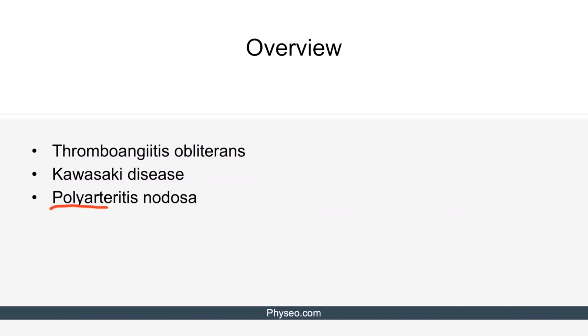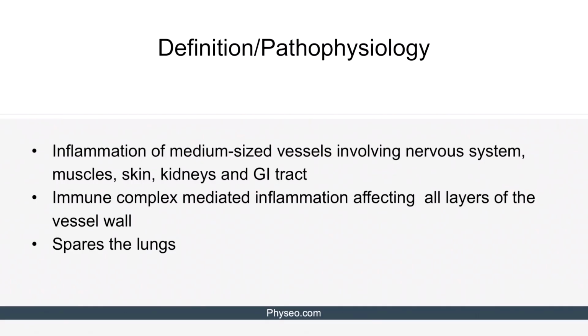Lastly, let's discuss polyarteritis nodosa. Polyarteritis nodosa is the inflammation of medium-sized vessels involving the nervous system, muscles, skin, kidneys, and the GI tract. Pathophysiology involves immune complex-mediated inflammation that actually affects all the layers of the vessel wall. Now, an important point to remember is that this disease spares the lungs.